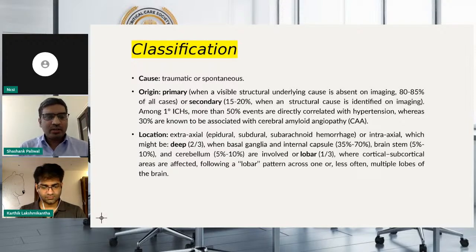Coming to the next type of classification, ICH can also be classified on the basis of location. Basically, two types: deep and lobar. Deep are more because of hypertension. It is deep, that is inside the basal ganglia, internal capsule, brainstem, cerebellum, thalamus, all those areas. Then the chances are it is because of hypertensive emergency. Or the lobar is more towards the amyloid angiopathy cause.